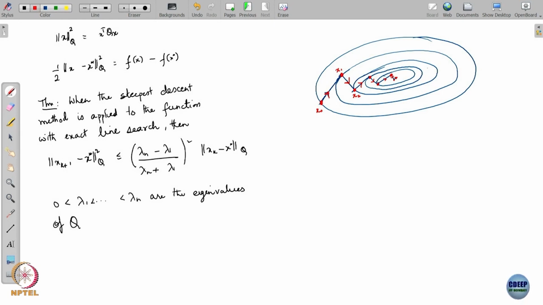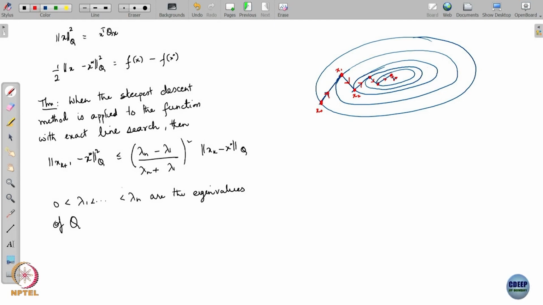The extent of zigzagging really depends on how much you need to keep changing your directions of descent, and that itself depends on how different your eigenvalues are. So, in the simplest case, what does this say? Well, in the simplest case, if all the eigenvalues are equal, what would happen?